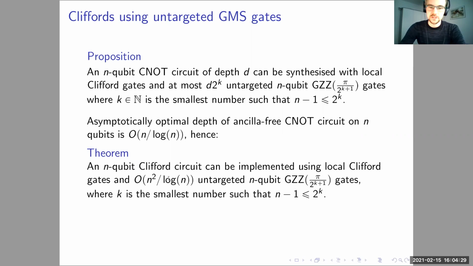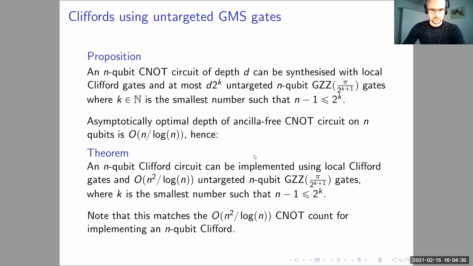Yeah, so in the previous method, you would require an exponential number, and now it's this quadratic-ish number. What I think is interesting is that the asymptotically optimal CNOT count for implementing an n-qubit Clifford is also n squared over log n. So this doesn't give you any benefit over using CNOT gates, but it's also not a drawback. It still has the same count.